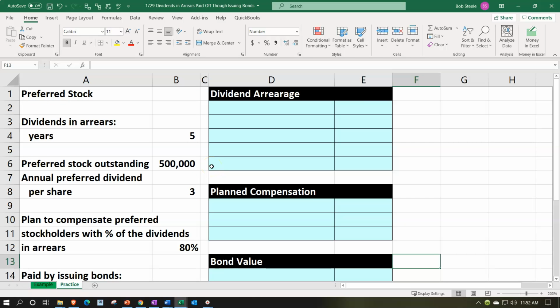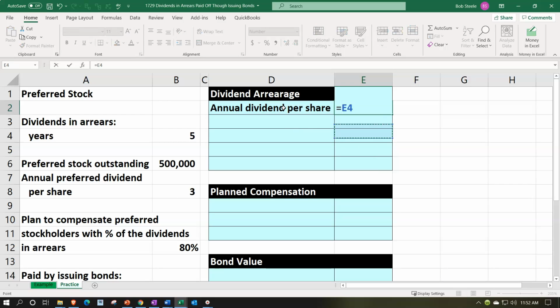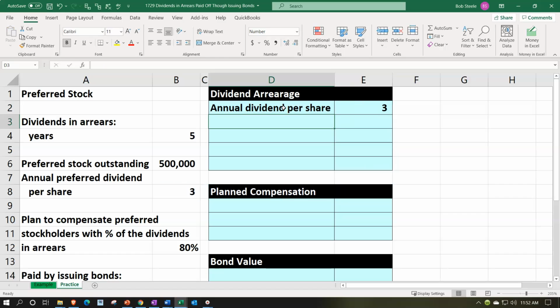So first we'll try to calculate how much is owed to the preferred stockholders since it hasn't been paid in a while. So we're going to say the annual dividends per share, we said, is going to be equal to 3. So they owe $3 per share. Got to pay it each year in general. If you don't, then it accumulates upwards. That's the dividends in arrears.